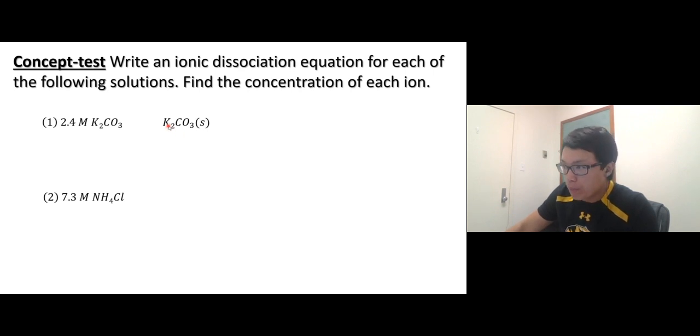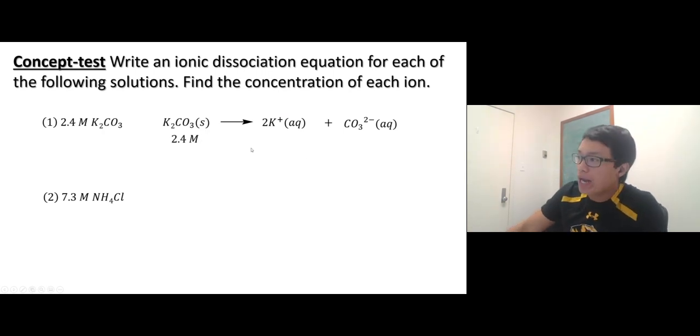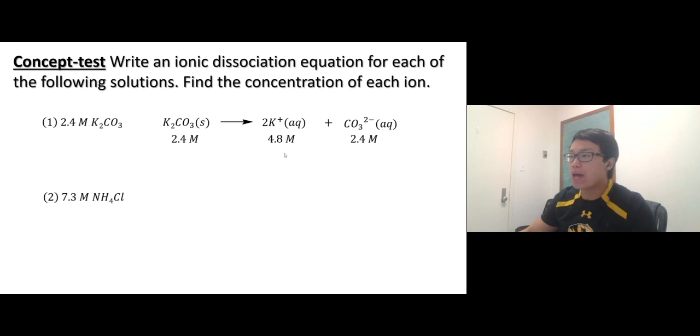So we have 2 units of potassium per unit of potassium carbonate. See that? So I should get 2 potassium ions and 1 carbonate ion. Start with 2.4 molar potassium carbonate. I should get 4.8 molar potassium ion and 2.4 molar carbonate ion. That's it. Super simple there. Easy math. Do the bottom one here and check with me.